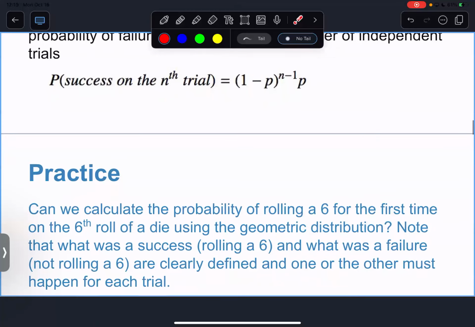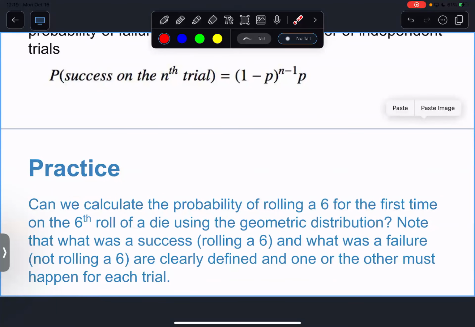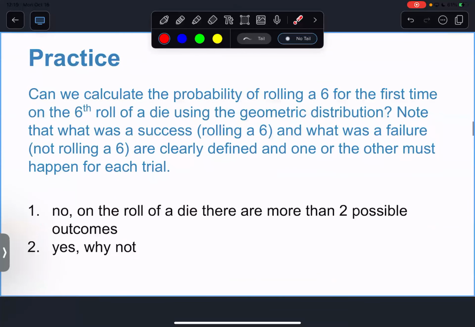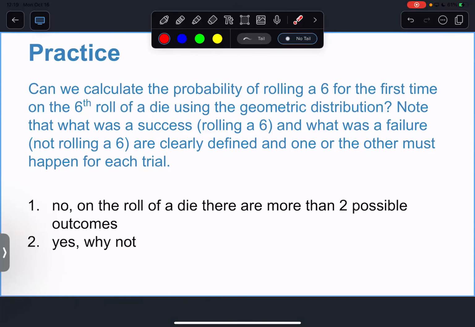What if we have something that's not obviously a Bernoulli trial right away? What if we have something like calculating the probability of rolling a 6 for the first time on the 6th roll of a die using the geometric distribution? You can. Even though there are 6 possible outcomes, you could boil it down to a 6 or not a 6, and then all of a sudden you have a success-failure situation. We're going to use that a lot, where we just boil it down to a success or failure.